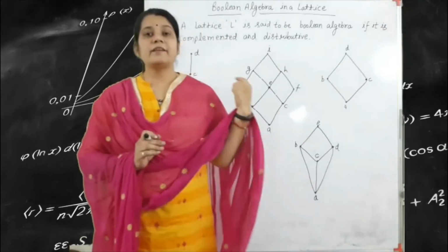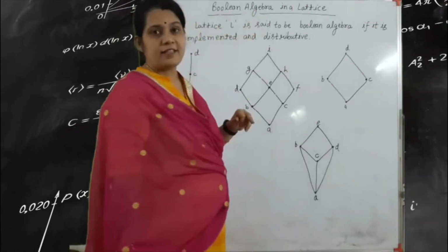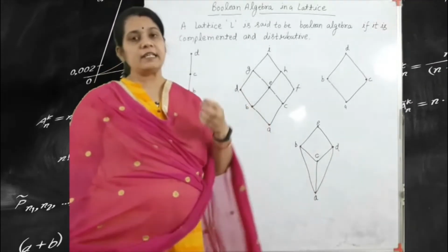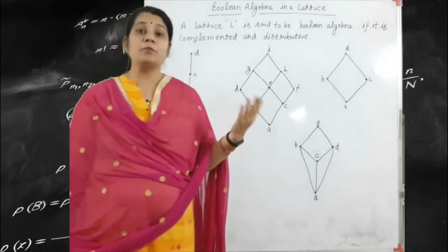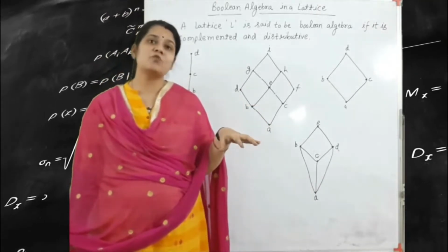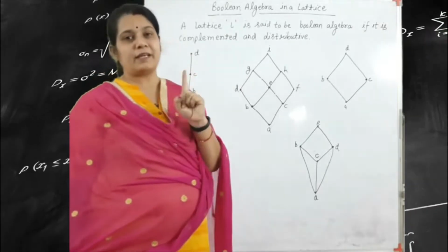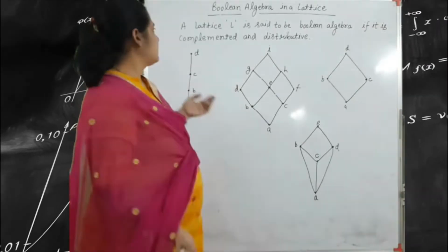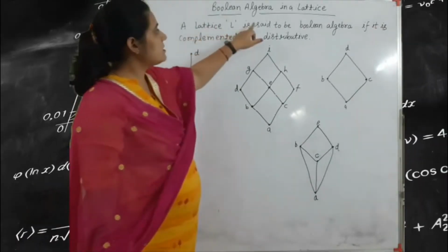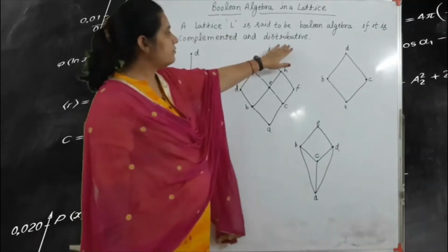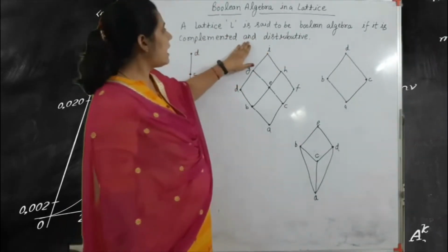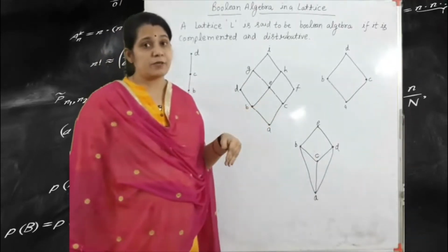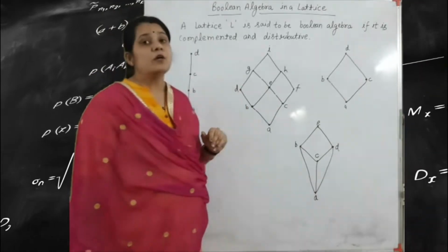Okay. Our next topic is the Boolean algebra in a lattice. So Boolean algebra, that means what? In a Hasse diagram, in a lattice, the distributive and the complemented both are present. That means exactly one complement is present, a combination of the distributive and the complemented lattice. So a lattice L is said to be Boolean algebra if it is complemented and distributive. That means the complemented and distributive properties are both present. Then we can say that this is a Boolean algebra.